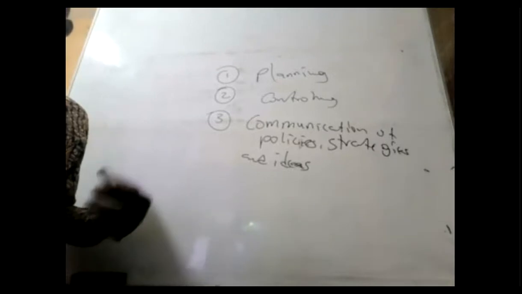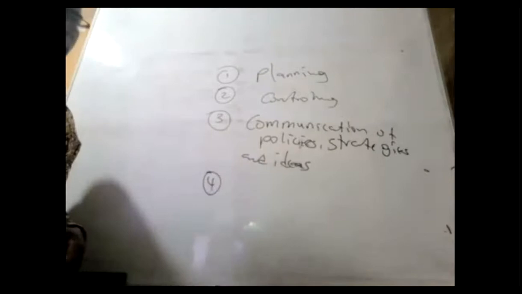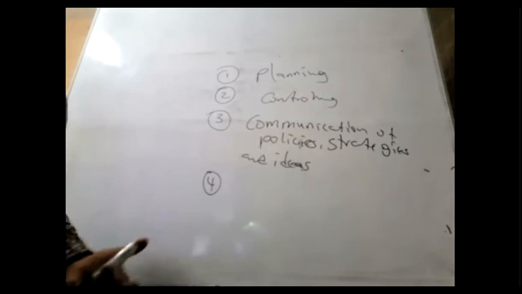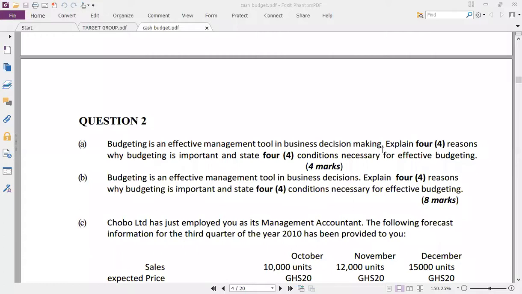Take note of the goodness of budgets: for better coordination, for motivation, for decision making. That's all. That is the importance of budget. Please again, some of these importance can also be valid for standard costing. Now, four conditions necessary for effective budgeting. So what should be there so that the budget will be effective?